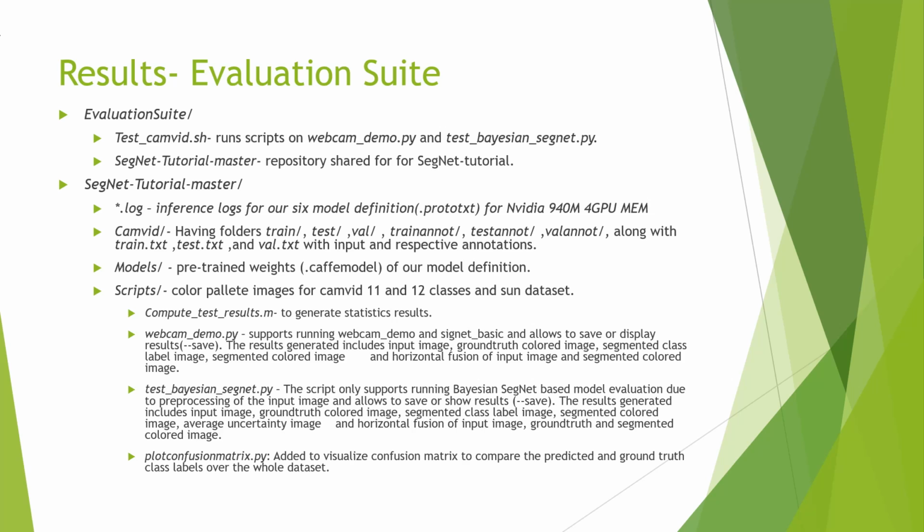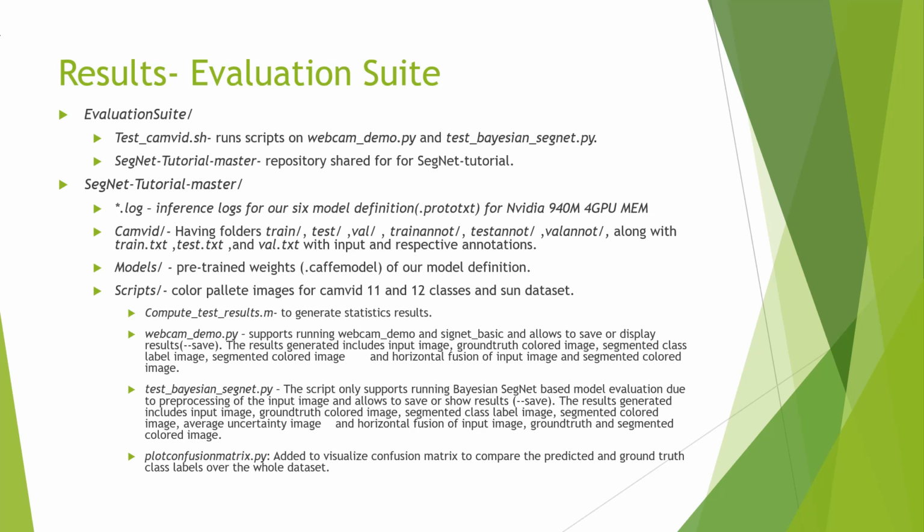The evaluation should consist of a script file that runs all the webcam demo and test Bayesian segment.py. It also contains a tutorial master repository, which contains the inference logs generated for all the model definitions. The CamVid dataset comes with test, train, validation, and train annotation folders. Models which are pre-trained and available from the SegNet tutorial have the extension caffemodel. These are trained weights, and they need to be tested along with the prototxt script.